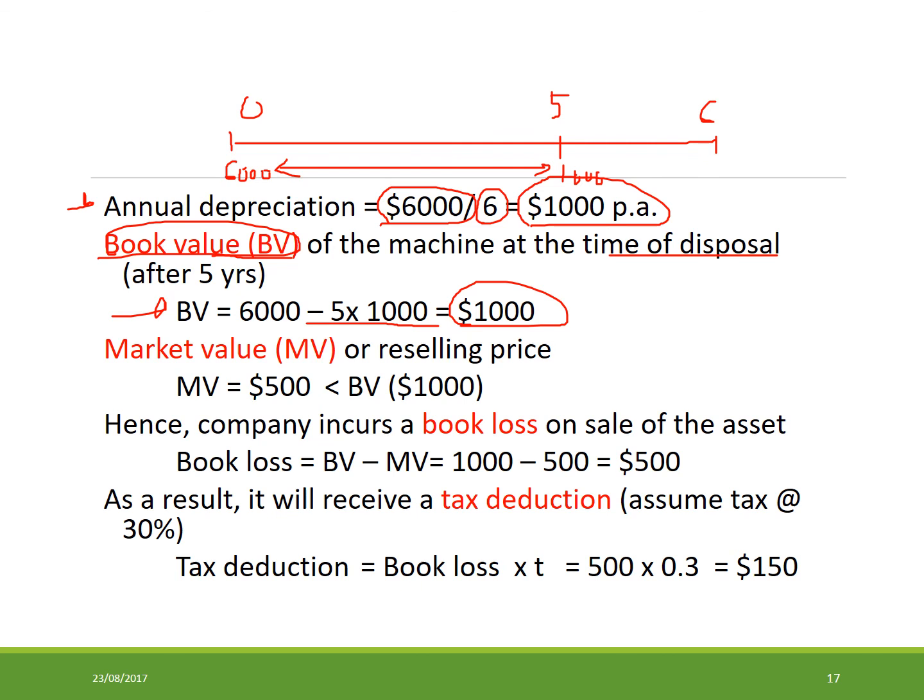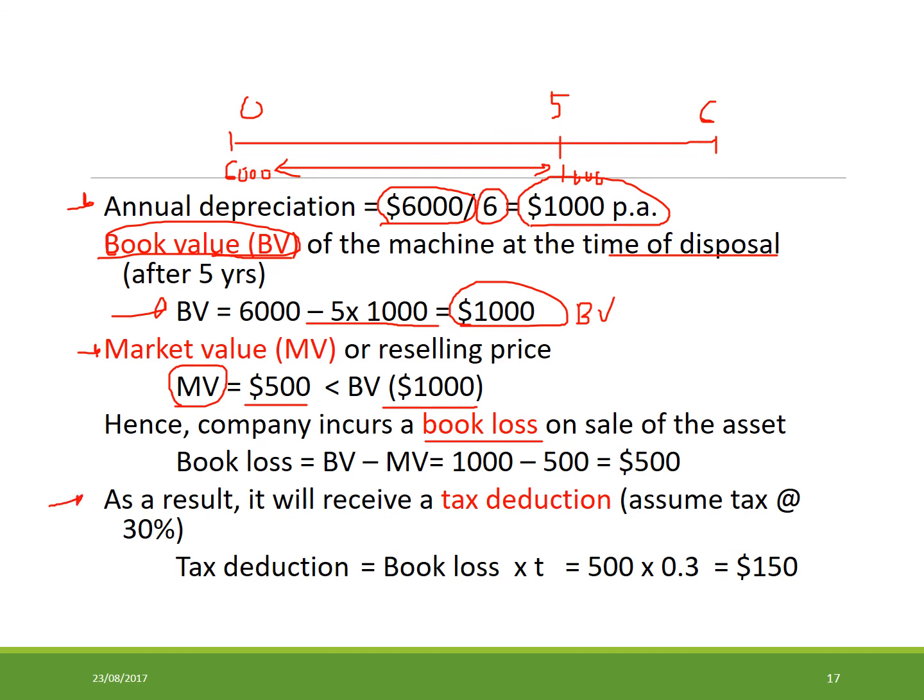So I emphasize that this $1,000 here is the book value, right? So this is what is written on the book. The market value is the actual price that we sell the machine at the time that we liquidate the project. Yeah. So the market value here is given at $500. Comparing the market value and the book value, we see that we're making a loss in this transaction, right? So we sell the machine at $500, but we believe that it is worth $1,000. Yeah. So this is a book loss, right?